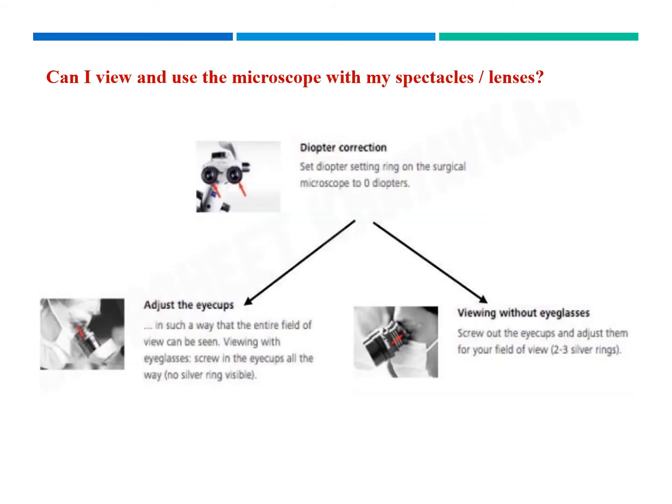If you are a spectacle user, you can adjust the eye cups in such a way that the entire field of view can be seen. That is, viewing with glasses, screwing in the eye cups all the way, in which no silver lining is visible. And for people without glasses, you need to screw out the eye cups and adjust them for your field of view. It basically compensates with the distance between the eye and the eyepiece lens. Not the objective lens, between the eye and the eyepiece lens.